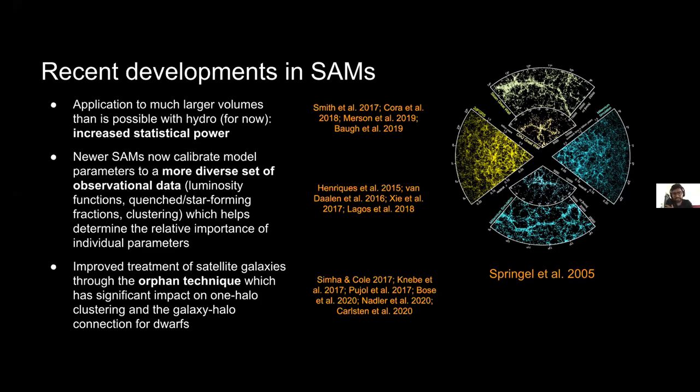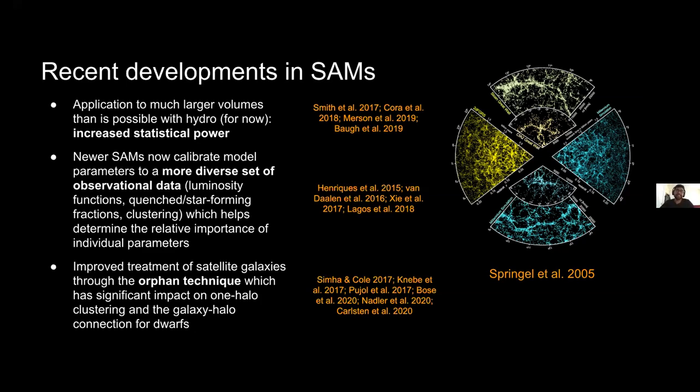But one of the interesting aspects of SAMs of late is that the calibration of model parameters is now being applied to a much more diverse set of data. So it's no longer sufficient just to reproduce luminosity functions or stellar mass functions of galaxies, but also things like the large-scale clustering. And depending on what data sets are used, you actually end up with very different sets of constraints on the galaxy formation parameters of your model, in a way that I'll show you in a second.